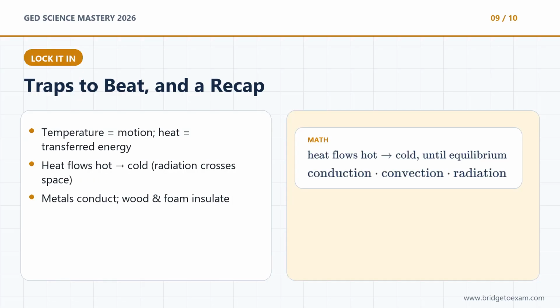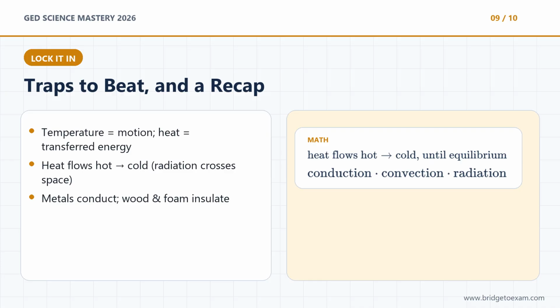Let's lock in the traps. 1. Thinking temperature and heat are the same. No. Temperature is particle motion. Heat is the energy that transfers. 2. Thinking cold flows into warm things. No. Heat flows from hot to cold. Cold is just less heat. 3. Thinking radiation needs air. No, radiation crosses empty space, which is how sunlight reaches us. 4. Thinking metals are insulators. No, metals are excellent conductors.